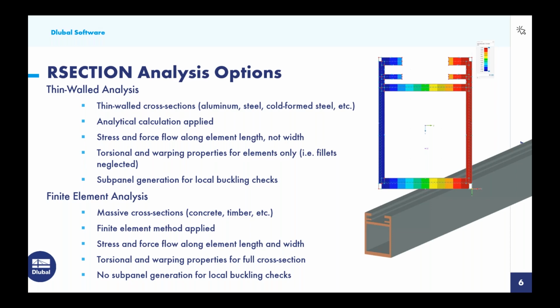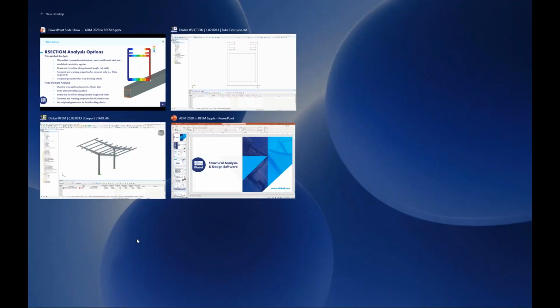Now, the finite element analysis is certainly going to be a quicker approach, which we'll see with our example today. But the downside is that we do not get subpanel generation for those local buckling checks. So just something to keep in mind, some of those differences between these two options.